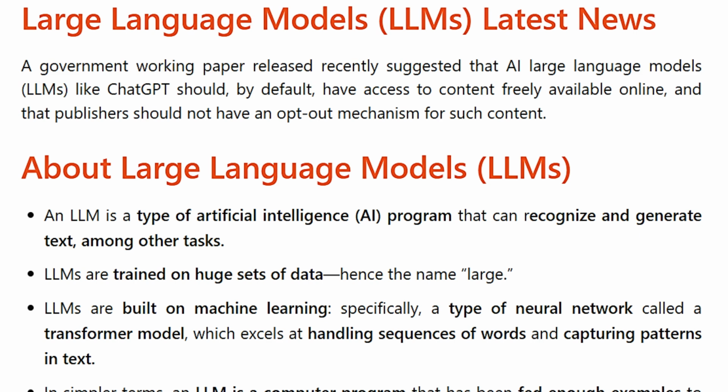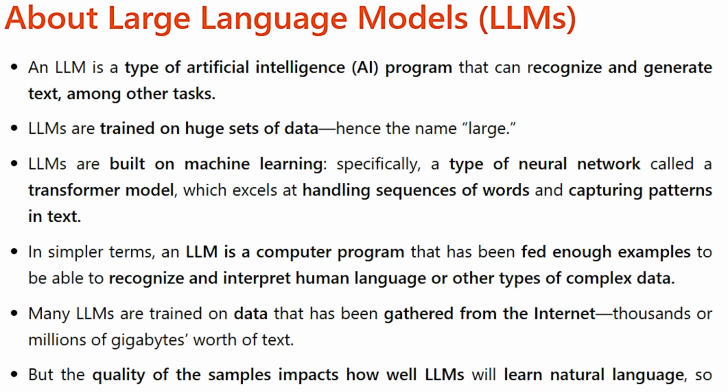An LLM is a type of artificial intelligence program that can recognize and generate text, among other tasks. LLMs are trained on huge sets of data, hence the name large. LLMs are built on machine learning, specifically a type of neural network called a transformer model, which excels at handling sequences of words and capturing patterns in text. In simpler terms, an LLM is a computer program that has been fed enough examples to be able to recognize and interpret human language or other types of complex data.